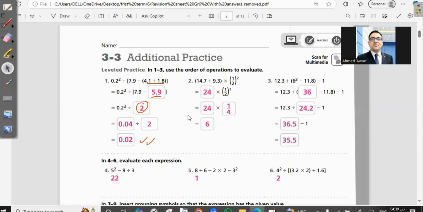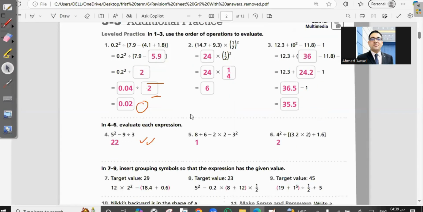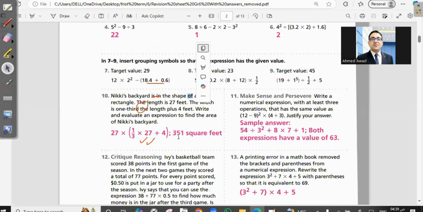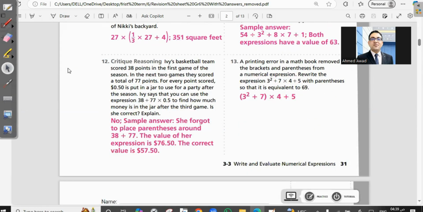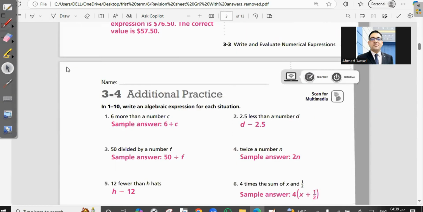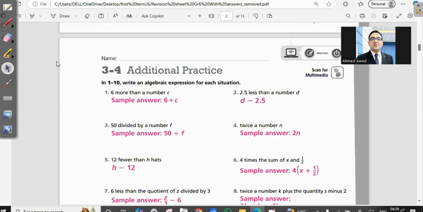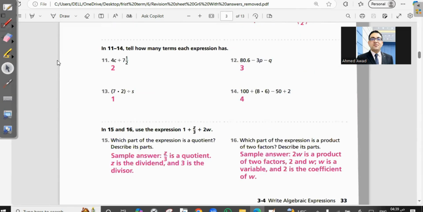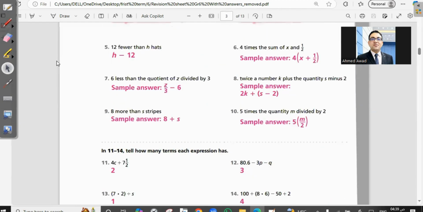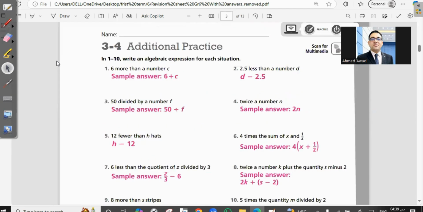That's enough in this lesson, guys. Let's take another lesson. Here, a new lesson. It's called Write an Algebraic Expression. So in this case, he said in 1 till 10, write an algebraic expression for each situation.